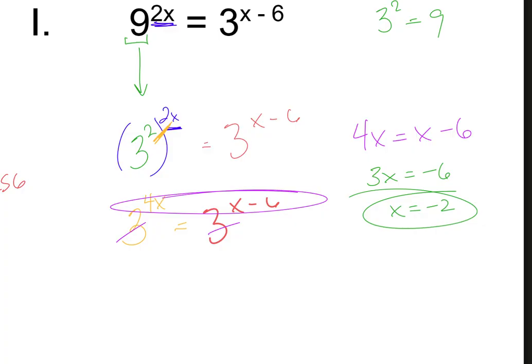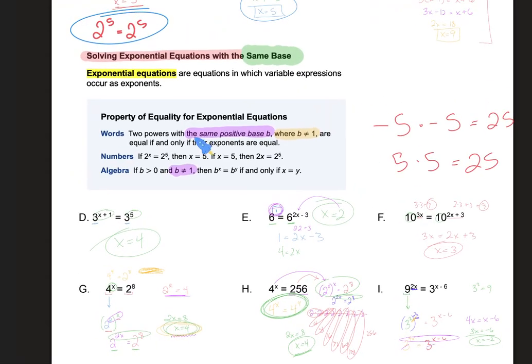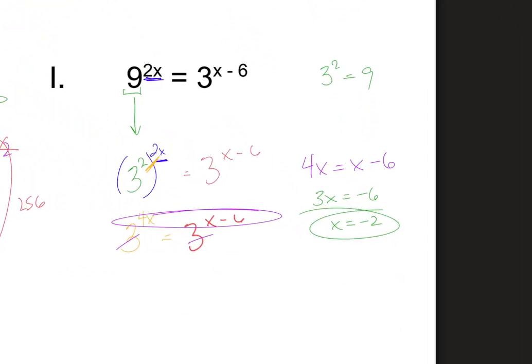Didn't I say something about we can't have negatives? I did, but don't get too freaked out. It's the base that needs to be positive, right? Didn't say anything about the exponents being negative. We can have negative exponents, right? So don't worry about that.